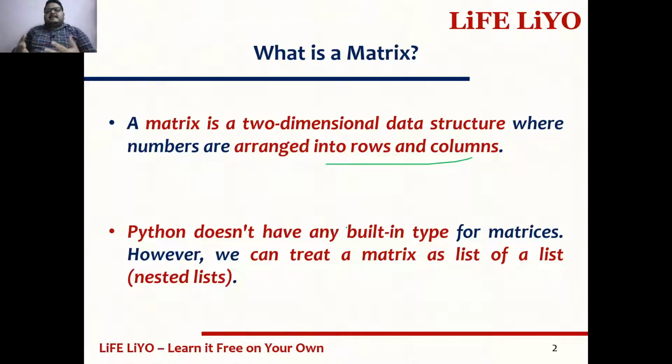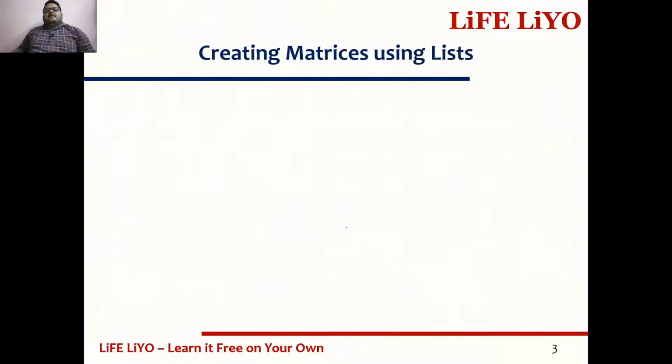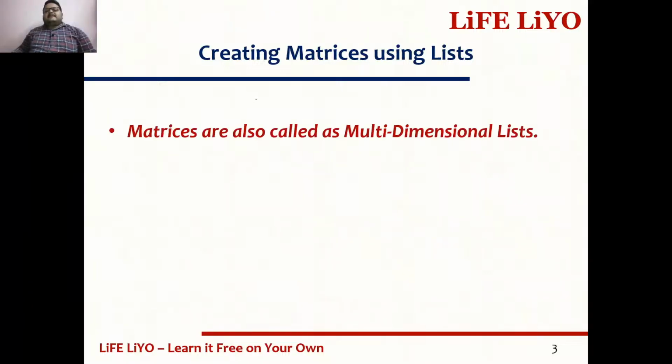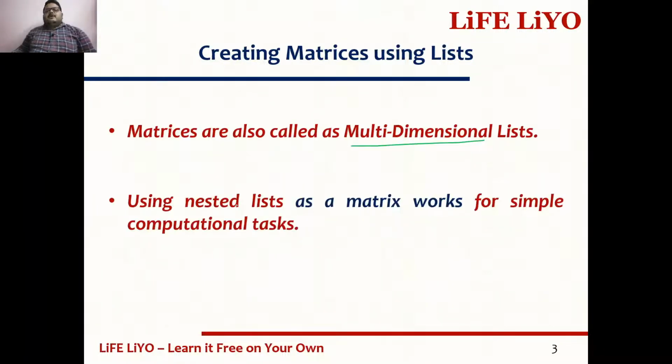What do you mean by a nested list? A nested list is a list whose elements are lists. That is, a list inside another list is called a nested list. How to create matrices using lists? Just now we have seen that Python doesn't have any built-in types. That means we have to create a list where all the elements of that list are again lists. So matrices are multidimensional lists. Using nested lists, we can create a matrix which will work for simple computational tasks.